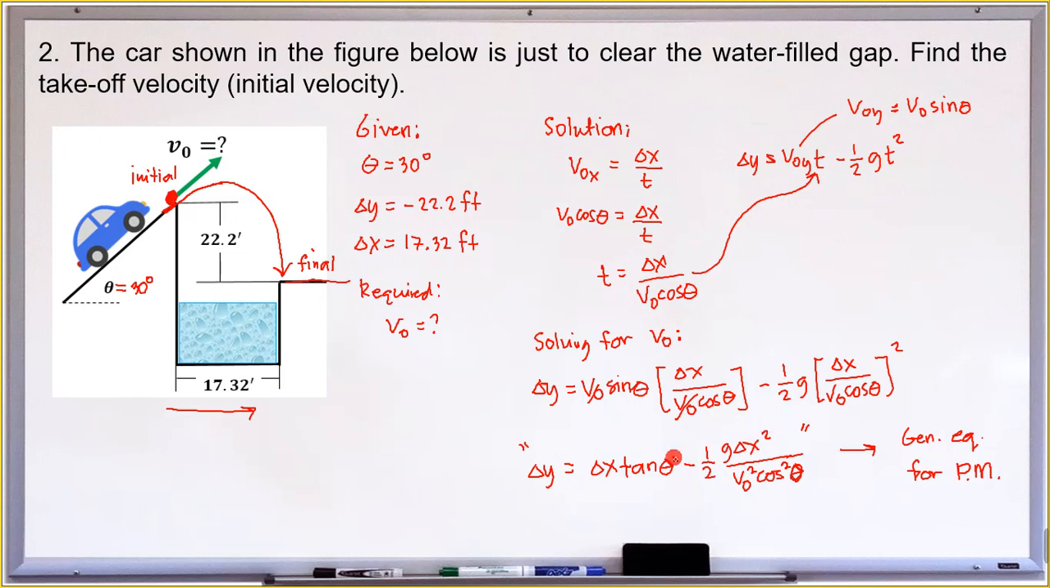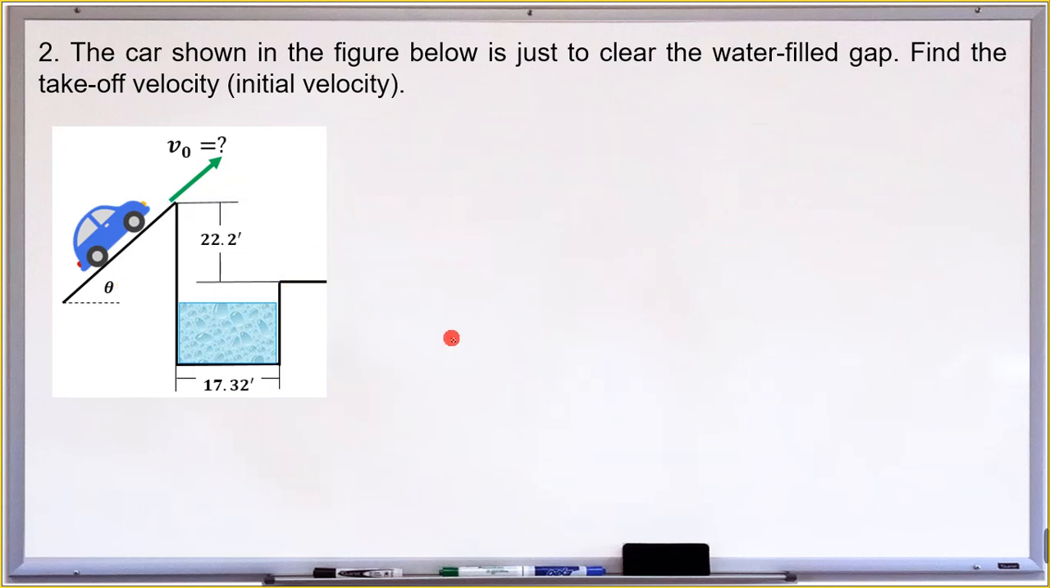Okay? So since for this general equation for projectile motion, given the other parameters, we can solve directly for the initial velocity. So we will just modify it. In the next slide, we rewrite the general equation: delta y equals delta x tangent of theta minus 1 half g delta x squared over v naught squared cosine squared theta.